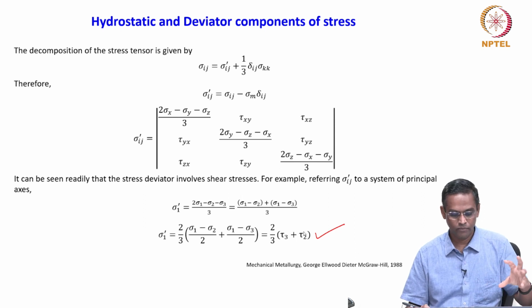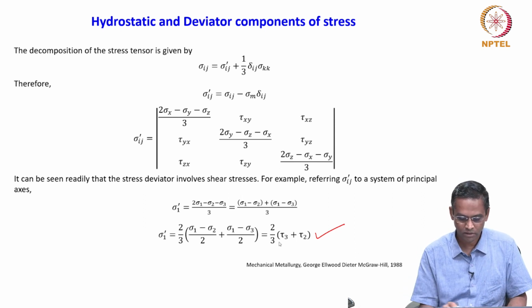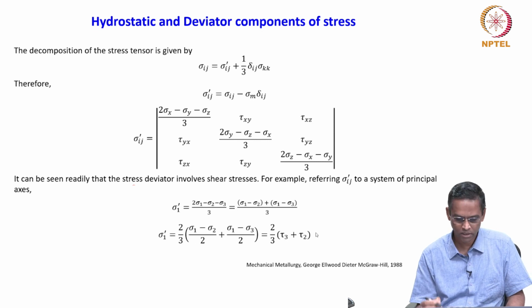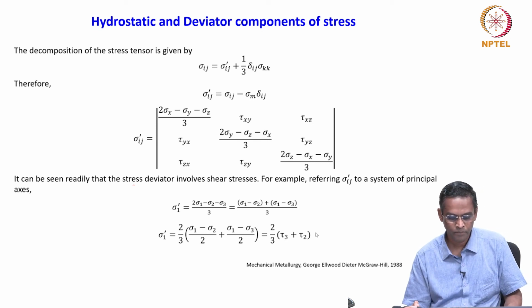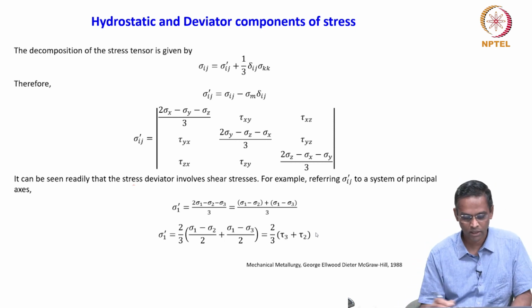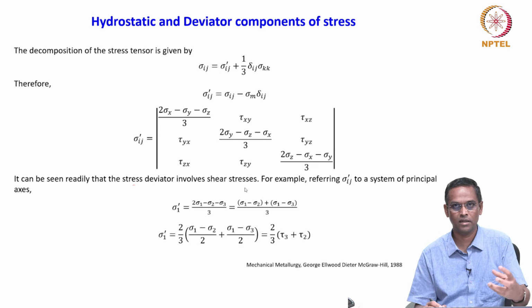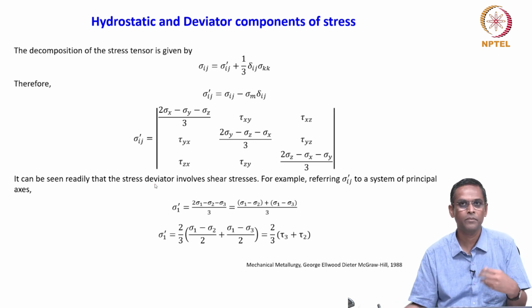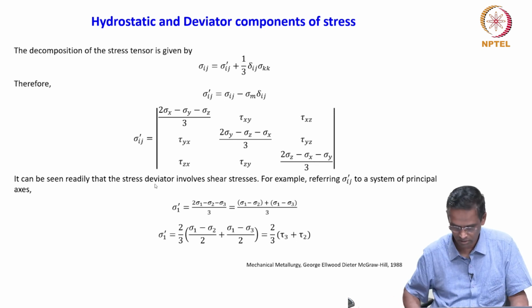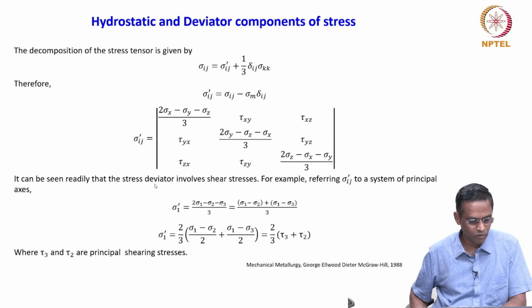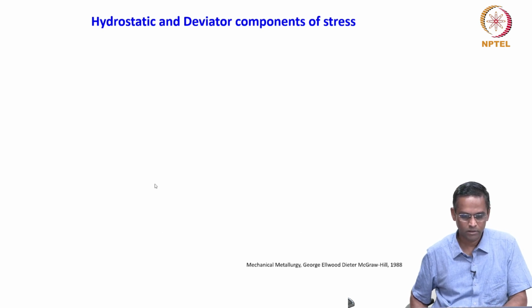Since we are already familiar with this, we are able to appreciate this concept that the stress deviator involves shear stresses. This is very nice, it will become so handy when we discuss plasticity problems. So, the stress deviator, which involves shear stresses only, is responsible for the plastic deformation. That is quite obvious from this equation. The tau 3 and tau 2 are principal shearing stresses, we know that.